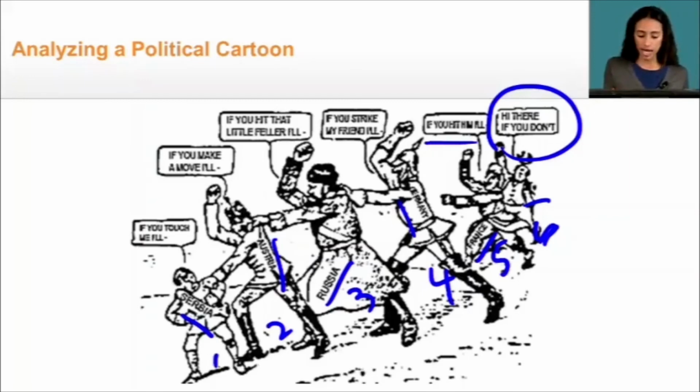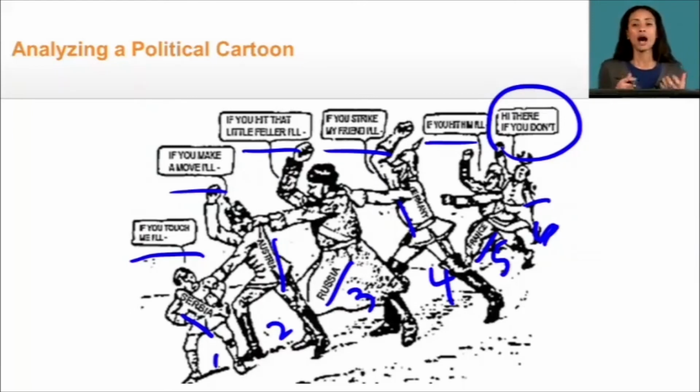The person representing Germany is saying, if you strike my friend, I'll. Russia saying, if you hit that little feller, I'll. Austria saying, if you make a move, I'll. And then Serbia, if you touch me, I'll. So they're all saying, if this happens, remember that's what an ultimatum is. If you don't do this, this is going to happen, or do this or else. So consider what the implications are of this political cartoon and work on that on your own next.